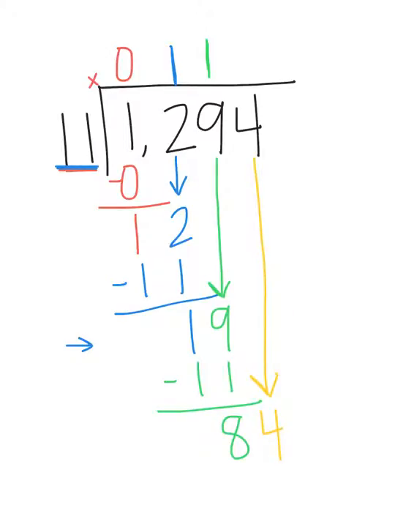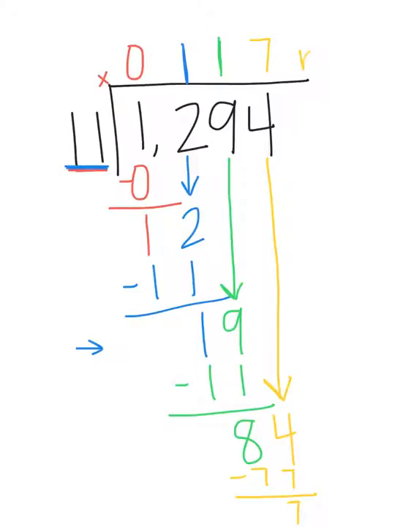How many times can 11 go into 84? We've done this 3 times now. It can go in 7 times without going over. 7 times 11 is 77. When we subtract, we have 7 left over. So our quotient is going to be 117, remainder 7. That is the standard algorithm.